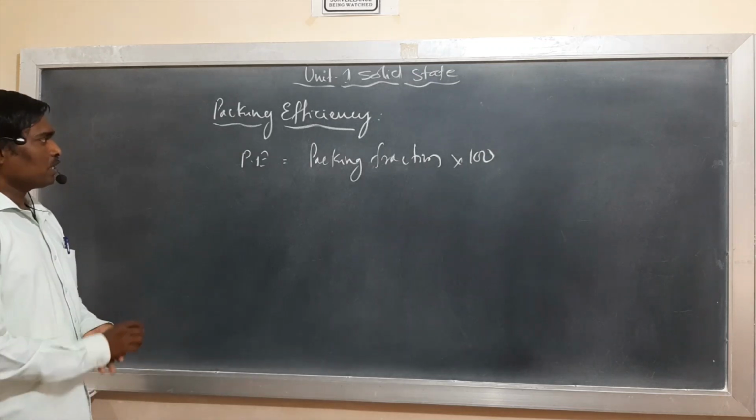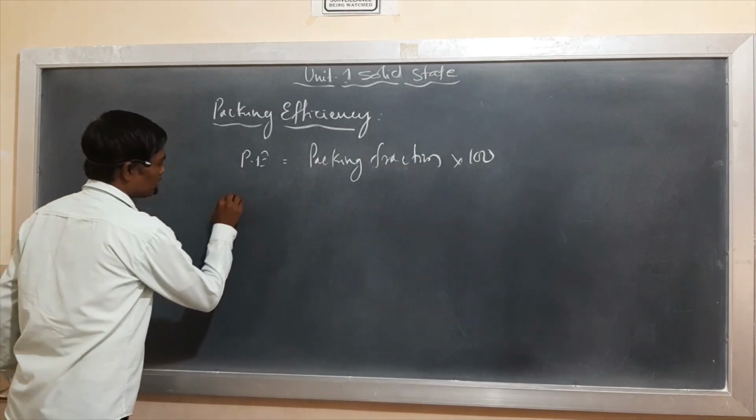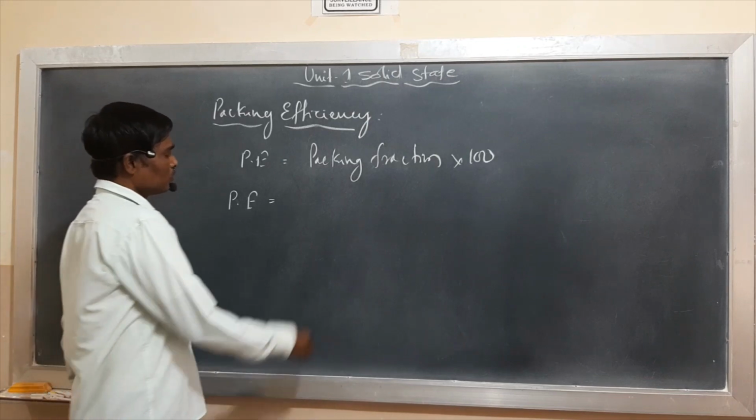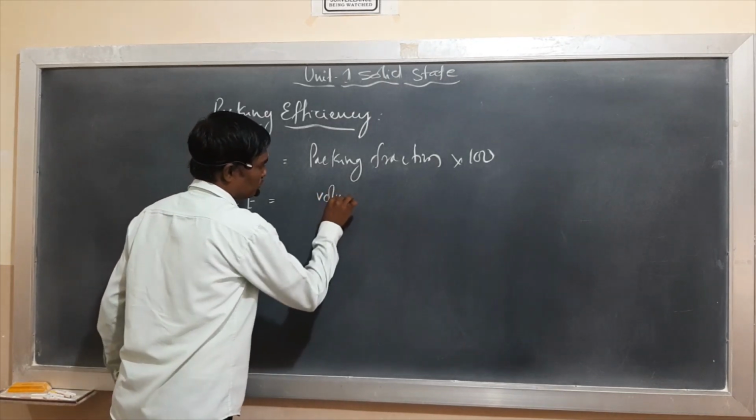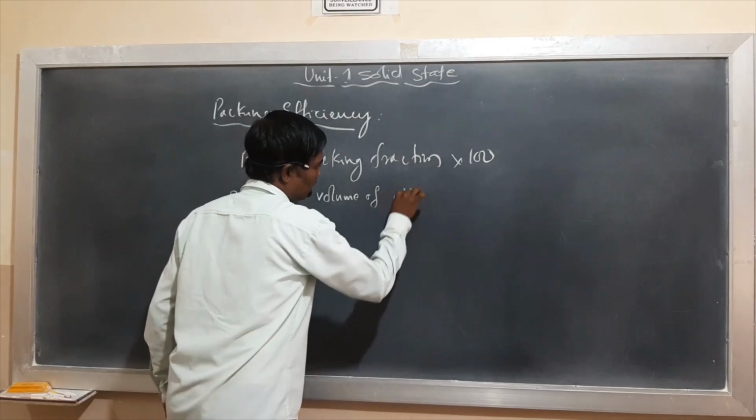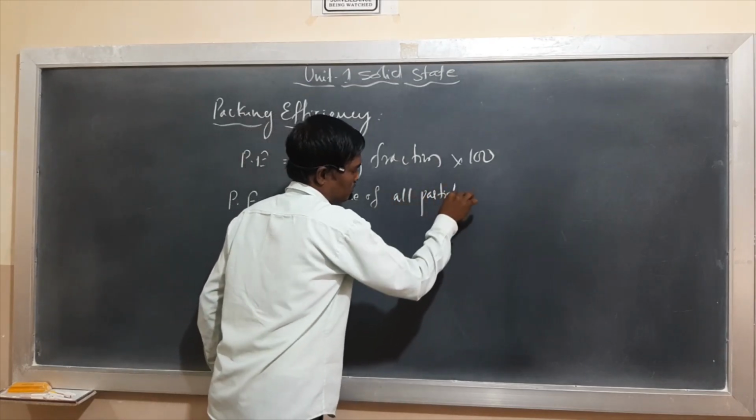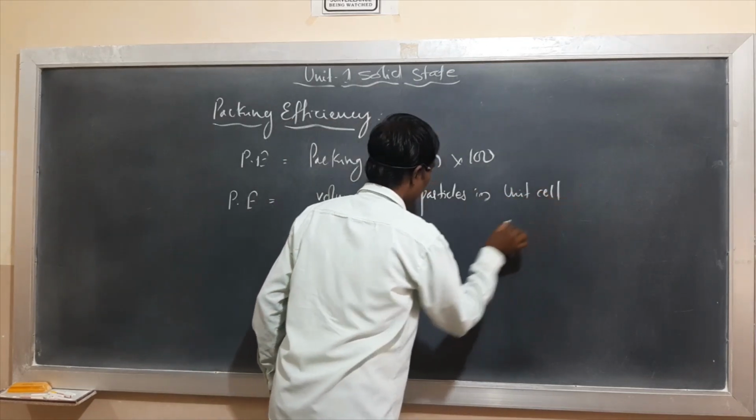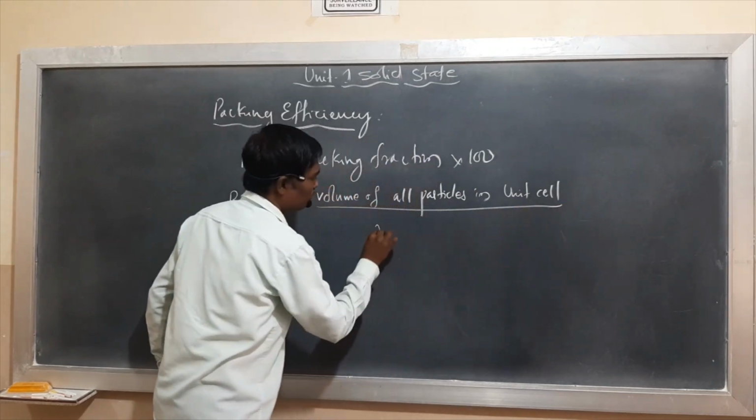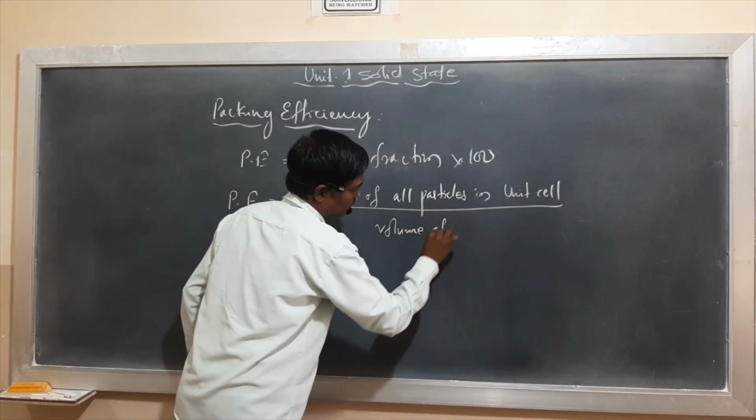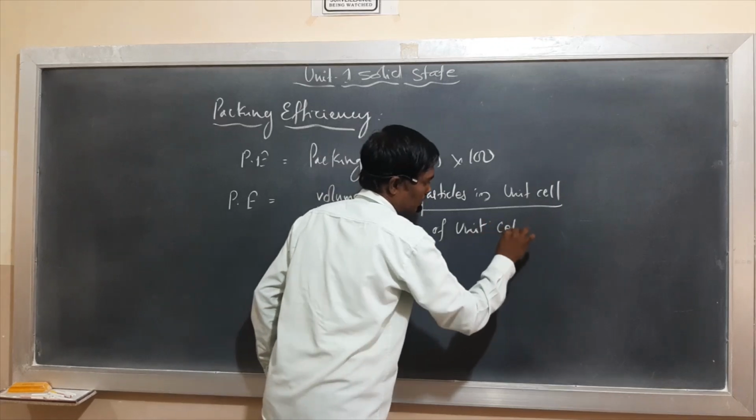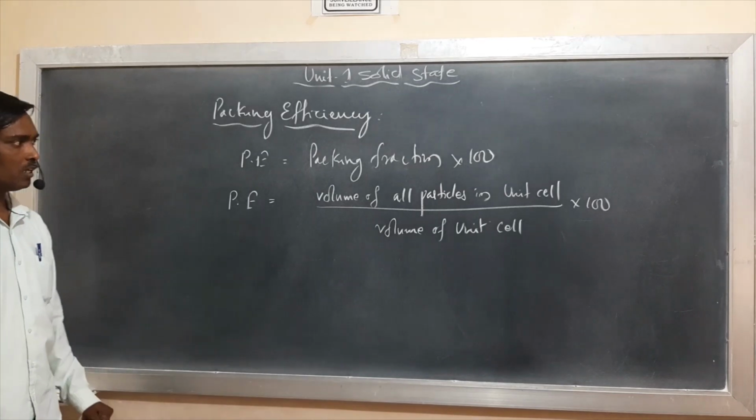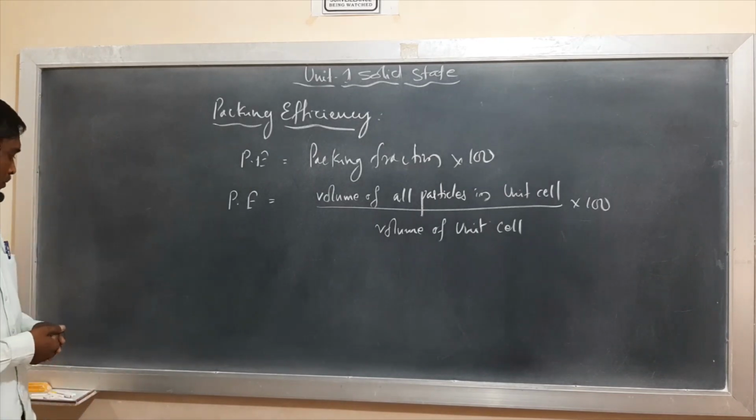And students, the packing efficiency of different unit cells is calculated by using the formula: packing efficiency is equal to the total volume of all the particles in a unit cell, divided by the volume of the unit cell, into 100. So this is the formula which is used to calculate the packing efficiency of different unit cells.